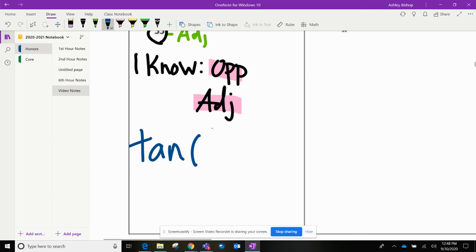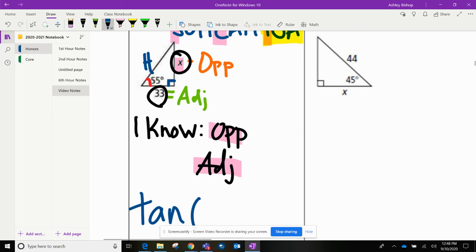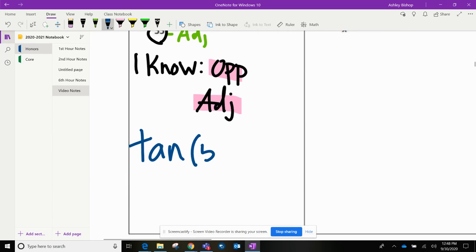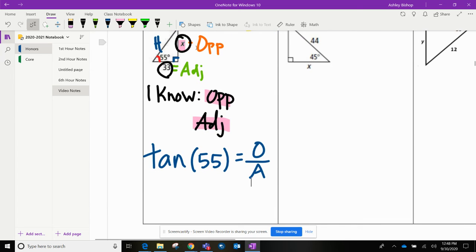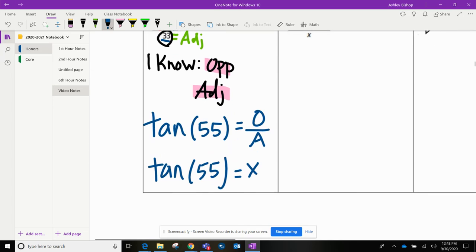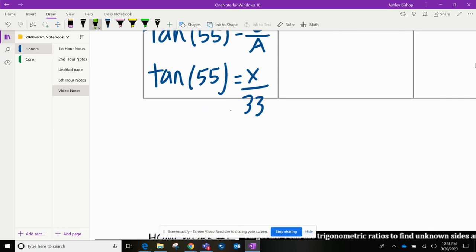So I'm going to do the tangent of my angle. Remember, we put parentheses and the angle goes inside. I don't have the angle name, but I do know it's 55 degrees. So the tangent of 55 is equal to opposite over adjacent. I was given some information for my opposite and some for my adjacent, so I'm going to rewrite it, substituting it in. Tangent of 55 is equal to my opposite, which is X, over my adjacent, which is 33. I'm almost done. I need to get X by itself, so I need to do some algebra. I have tangent of 55 is equal to X divided by 33.